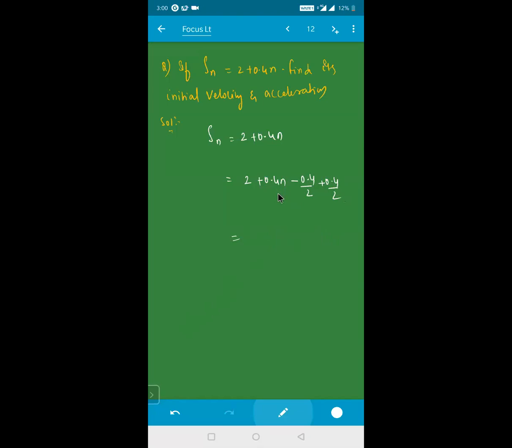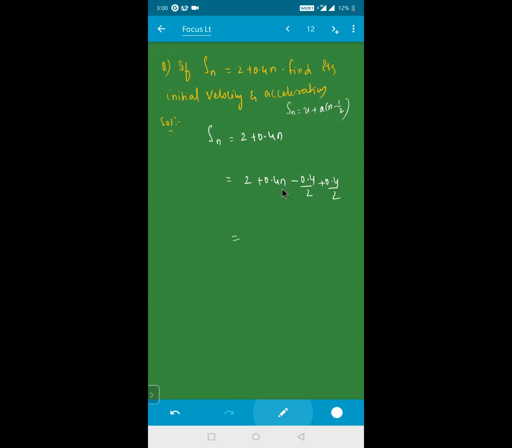Sir, I did not get it, sir. What to do? See this, beta: 2 plus 0.4 into n. What I did is I am subtracting this 0.4, and adding it back; minus and plus cancel, so I get the same thing again. Yes, sir. Okay, sir. I'm adding and subtracting 0.4 by 2, because I know the formula for Sn. Sn is equal to how much for me? U plus a into n minus 1 by 2. Right? I'm writing it in that form basically.